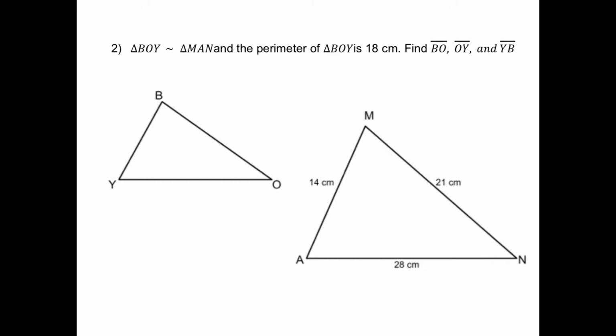This particular problem is really the same setup. Triangle BOY is similar to triangle MAN. We know the perimeter of triangle BOY is 18, and we can calculate the perimeter of triangle MAN by adding all the sides together and getting 63. So that's our perimeter, and then we're supposed to find BO, so I'm going to make that X, OY, I'm going to make Y, and YB, I'm going to make Z, and we can set up the proportions the same way that we did in the previous example.